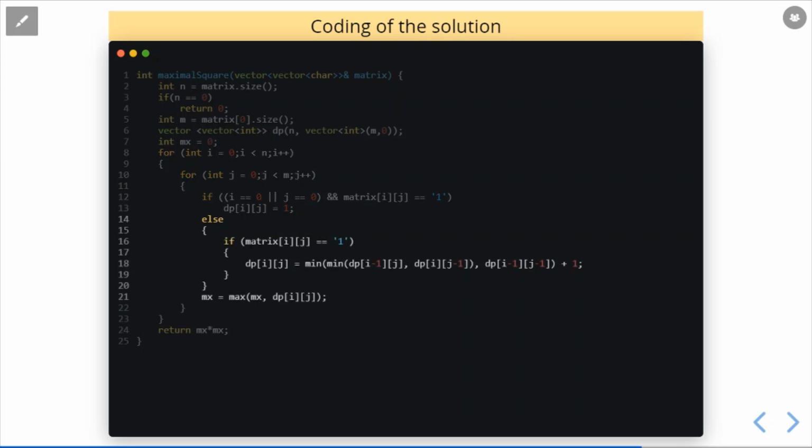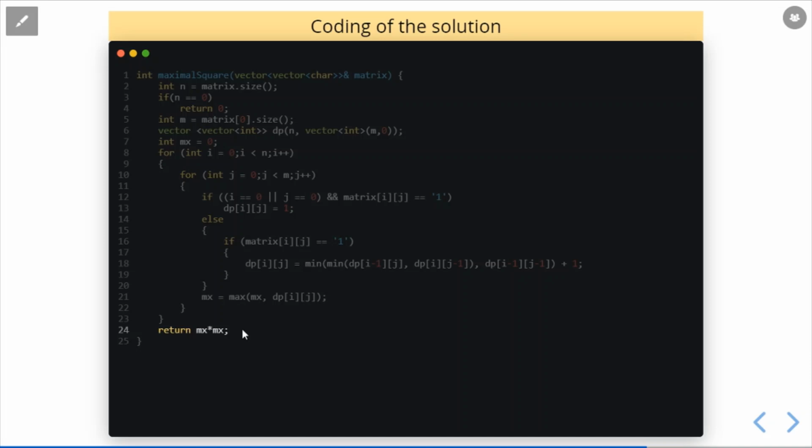Else, we'll check if the particular position has 1 in it, and if it does, we'll apply the DP formula that we have just created by observations. And at last we'll find the maximum, which we are storing in mx. So we'll find the max of mx and dp of i comma j which we are currently running on. At last we have got the side, so we'll return the area, that is, side into side of this particular square.